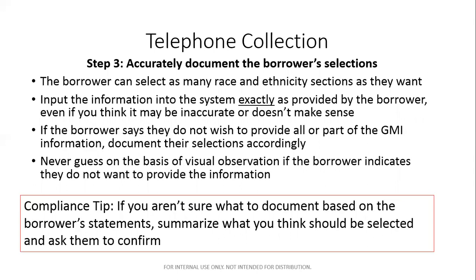And if the borrower says they do not want to provide all or part of the government monitoring information, document their selections accordingly. We just have to make it clear. Never guess based on visual observation if the borrower indicates they do not want to provide the information. And we'll get into more detail as to when we can guess based on visual observation and how to do that. And our compliance department gave us a nice little tip.